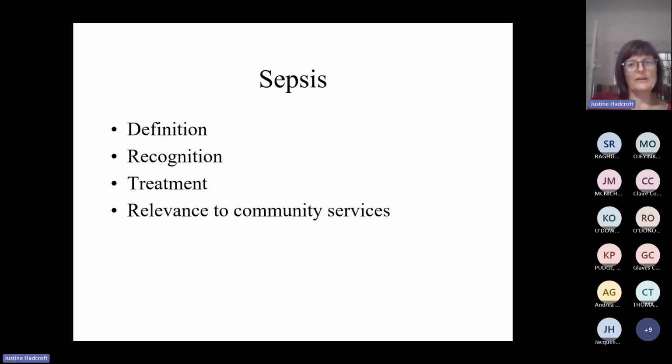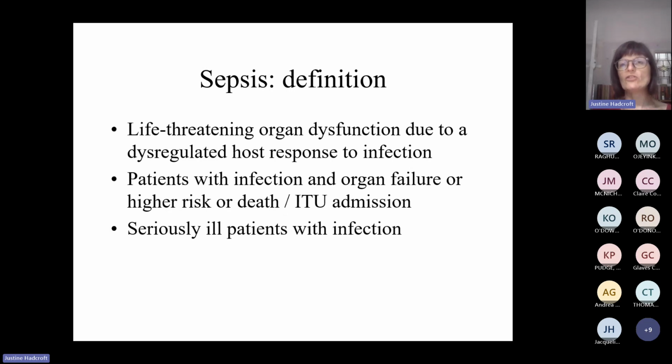Which brings me into sepsis. Sepsis can occur as a result of pneumonia, but also infections in other places, in other organ systems in the body. So I'll talk about the definition, how we recognise it, how we treat it, and how it might be relevant to community services. Sepsis, by definition, is a life-threatening organ dysfunction due to dysregulated host response to infection. So it's not so much the direct effect of the organism that causes the sepsis, the hypotension. It's the body's response to it.